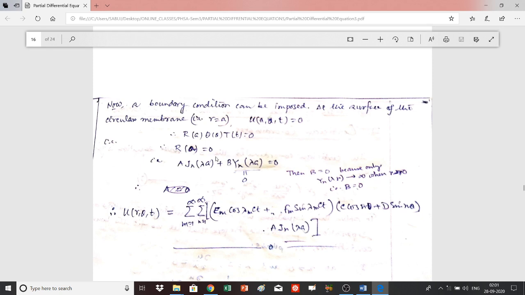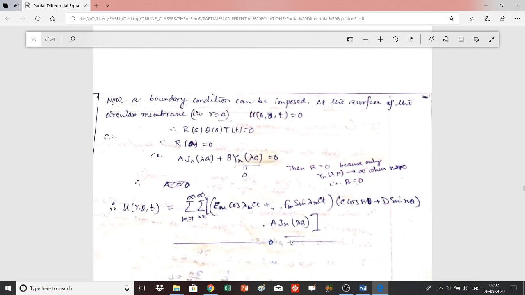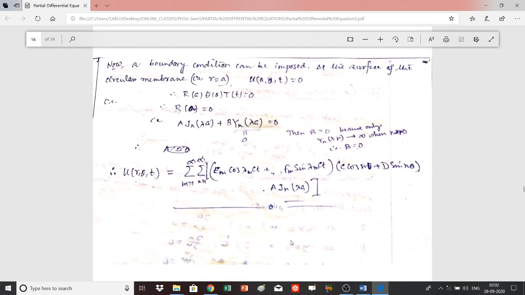So this gives you the result a Jn(lambda a) plus b Yn(lambda a), and this term will be 0 because Yn(lambda r) tends to infinity when r tends to 0. Since this term gives you 0, you only have this term. So the complete solution is there. Nothing else is needed here, just use this boundary condition.